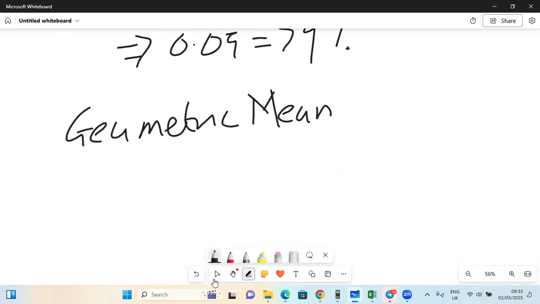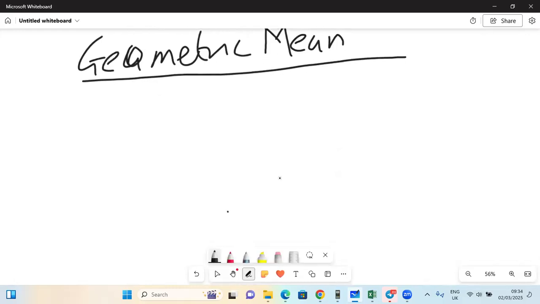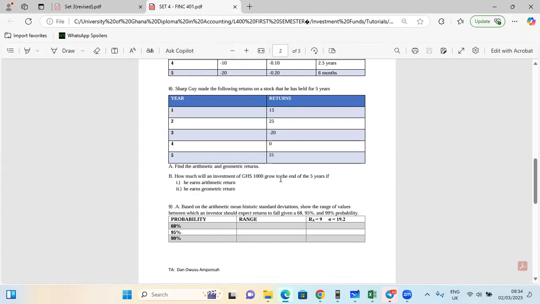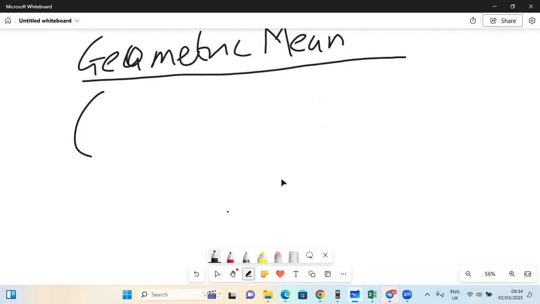So for the geometric mean, what we are going to do is we are going to add 1 to all the returns. So 1 plus the return times 1 plus the return plus 1 plus the return. So I want to do it straight here, so that it wouldn't really be long. So into brackets, 1 plus the first return. The first return is 15%, so it is 0.15. So 1 plus it is going to be 1.15.